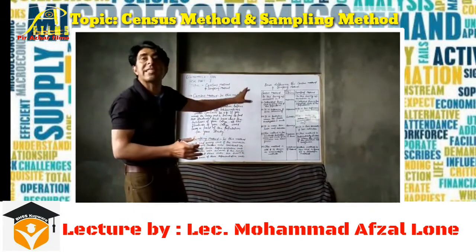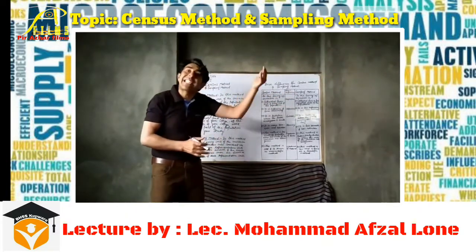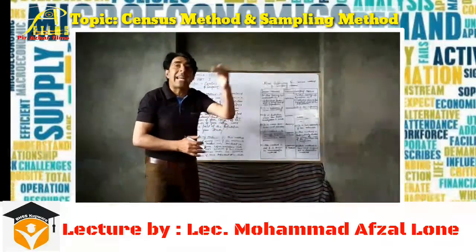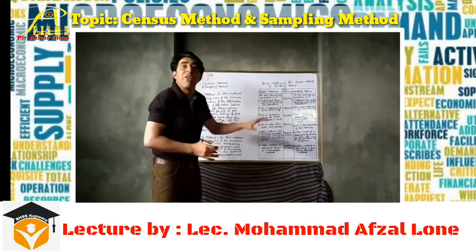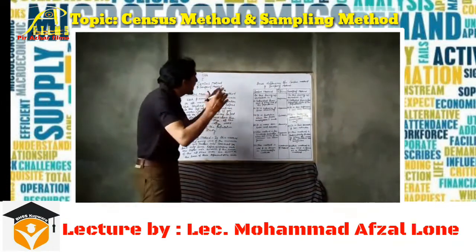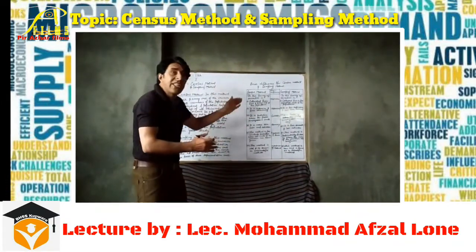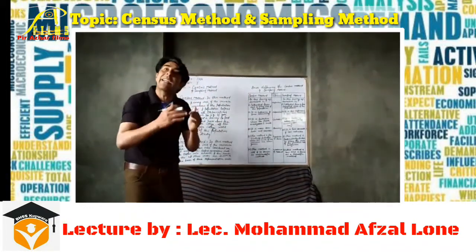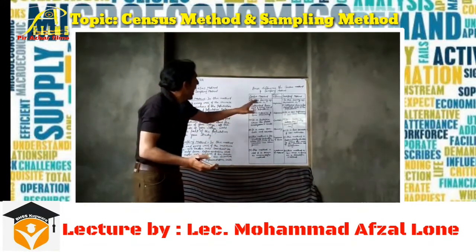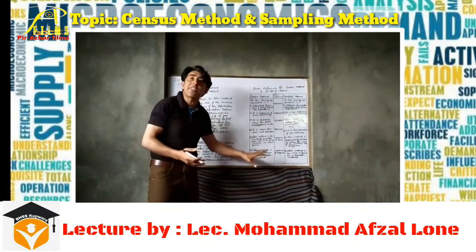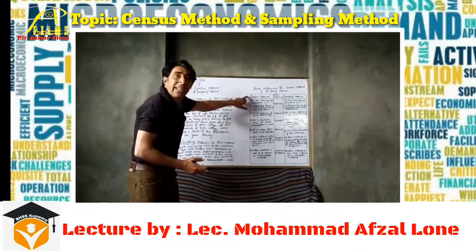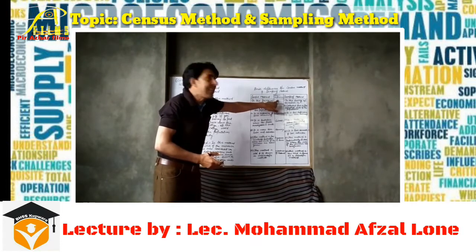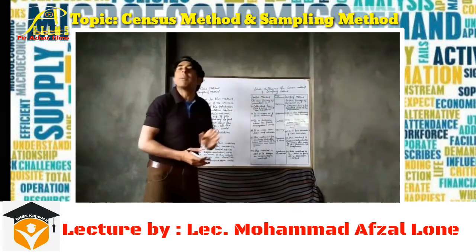Now we are coming towards the basic difference. Just like we did in the last lecture, the basic difference between primary and secondary data, in a similar way we are going to understand the basic difference between census survey and sampling survey, or you can say census method and sampling method. We have the basic difference here in a chart. Census method in the first column, basic difference in the second column, sampling method in the third column.